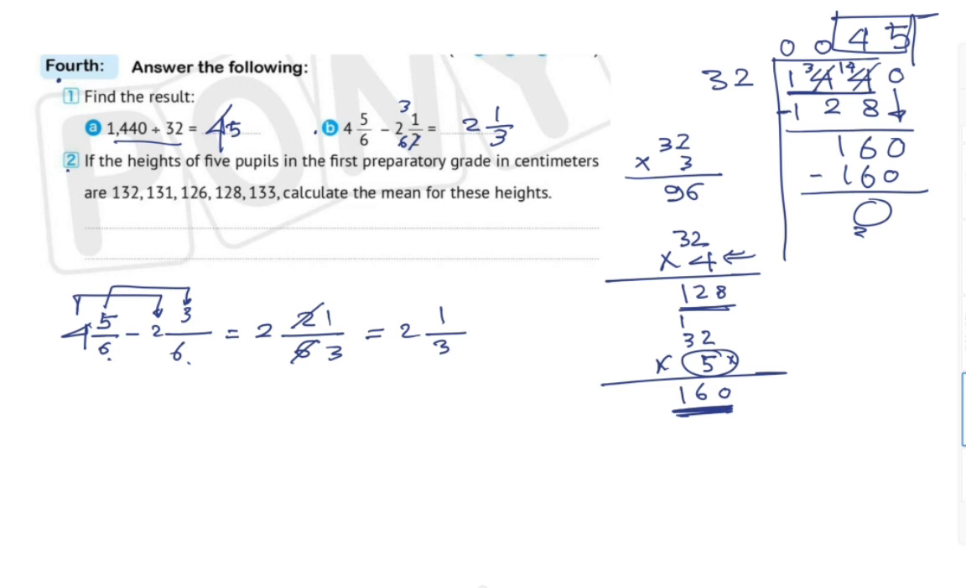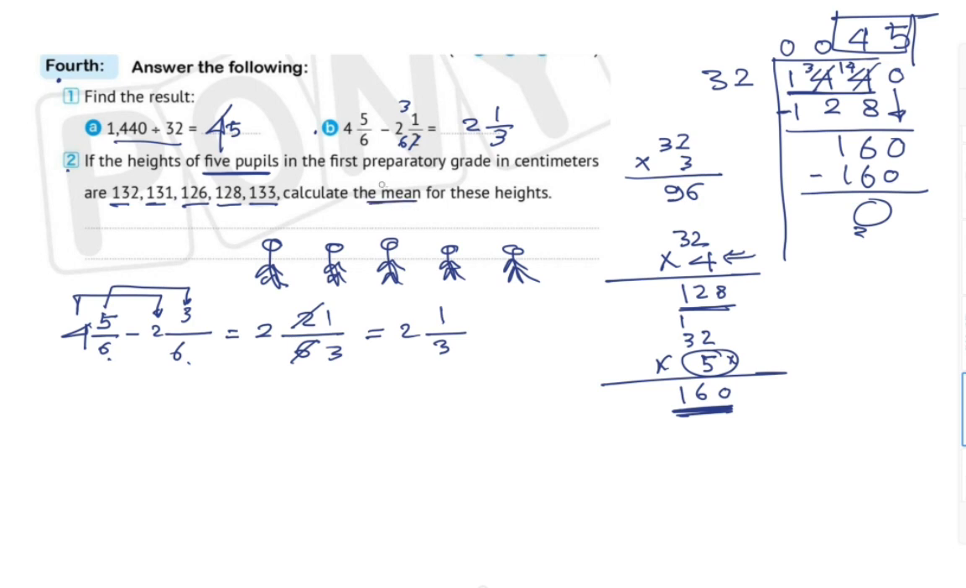Question number 2. If the heights of 5 pupils, we have 5 pupils in the first preparatory grade, in centimeters. You have 5 pupils: 1, 2, 3, 4, and 5. Each one has some height: 132, 131, 126, 128, 133.